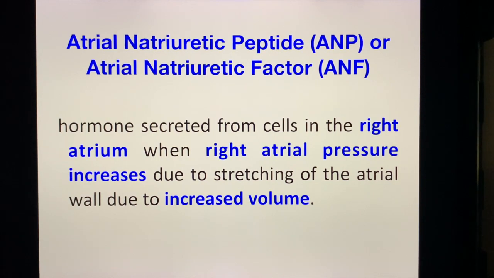Now, another pearl to remember under cardiac physiology is your ANP or your ANF. Now, what is ANP? This is your atrial natriuretic peptide, and your ANF is atrial natriuretic factor. Your ANP is a hormone which is secreted specifically by the right atrial cells, and this is secreted in response to stretching of the atrial wall, or whenever the right atrial pressure increases. So when there's volume overload, this hormone, atrial natriuretic peptide, will be produced by your right atrial cells.